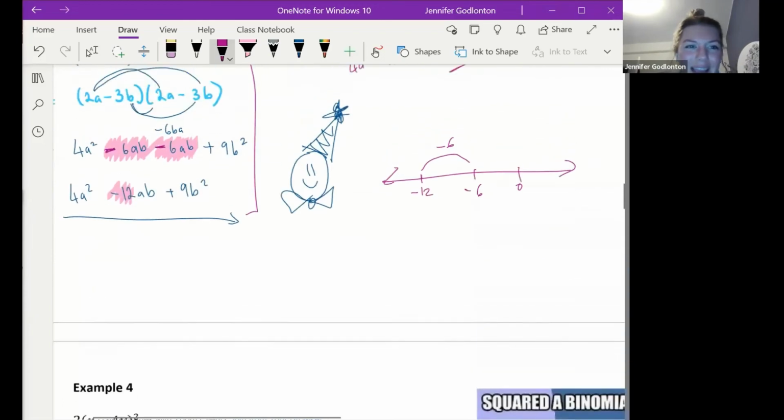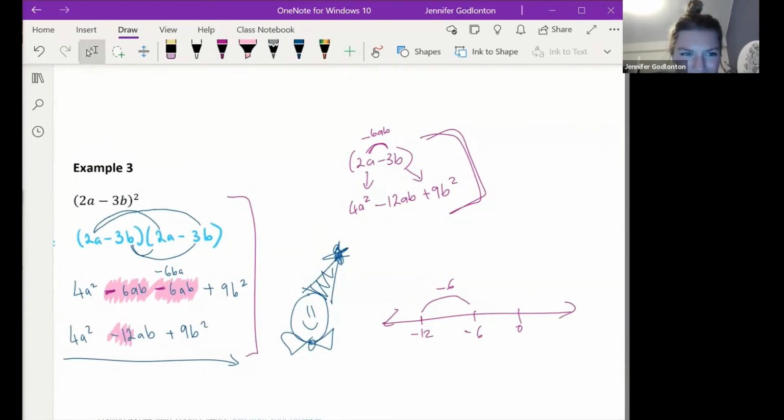Ma'am. Yes. Sorry for stopping you from going on, but anyway, the negative 12ab in the shorter version. Why? If it's doubling the product, and our product is negative 6ab, and if we times that by 2, which is doubling, it would be negative 12. Okay, thank you, ma'am.